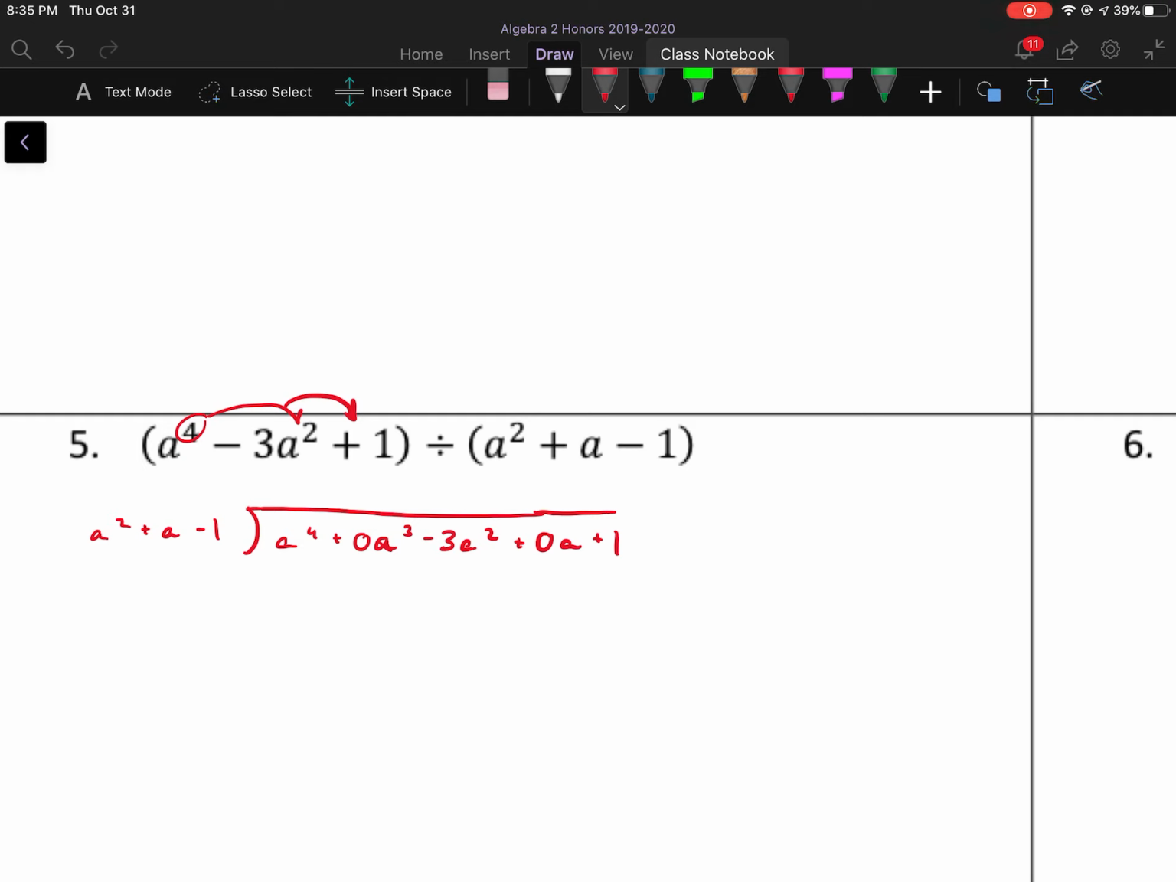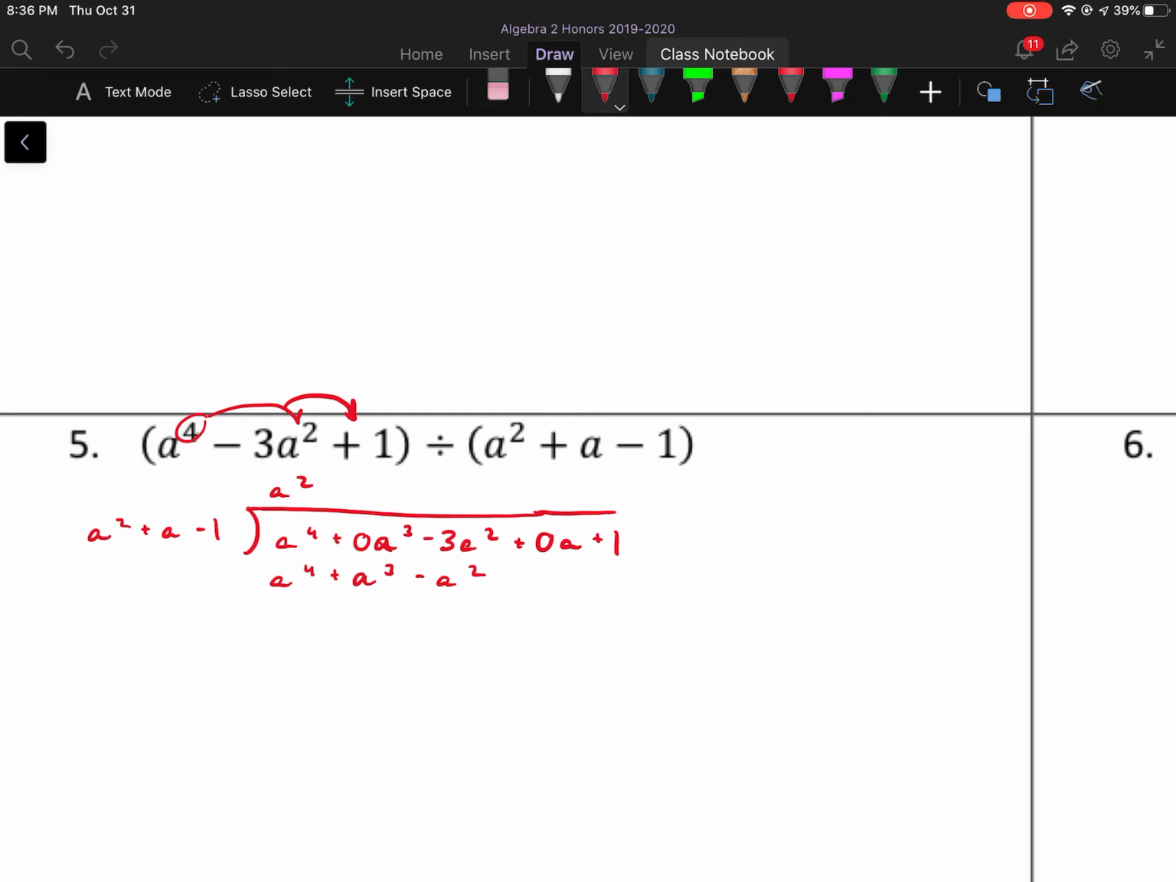First thing I need to do, I need to get to an a to the fourth. So if I multiply my whole divisor by an a squared, that's going to give me each term we multiply by a squared. So a squared times a squared is a to the fourth. A times a squared is a to the third. And negative 1 times a squared is negative a squared. Now remember that placeholder was there so we could keep our exponents lined up, and we did just that. So we should be in good shape. I'm going to get rid of that. Put my a back there.